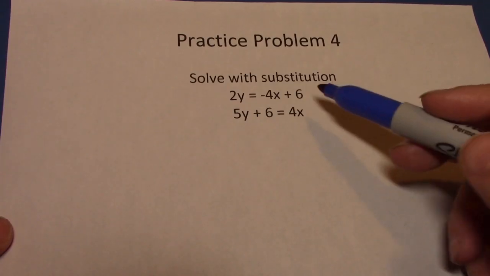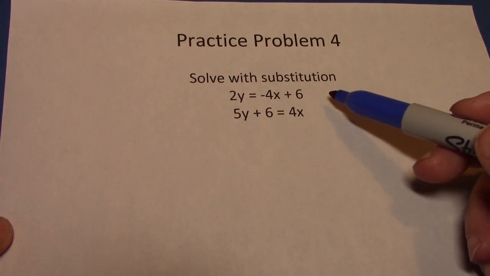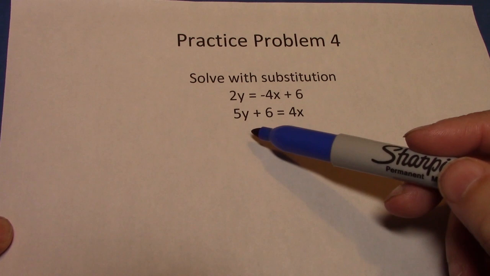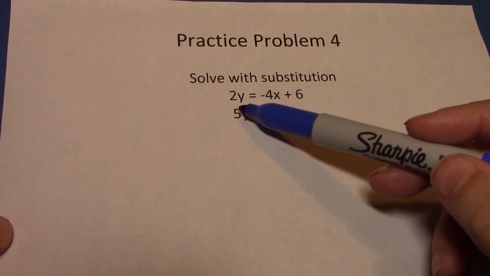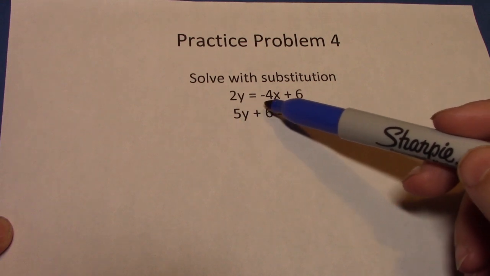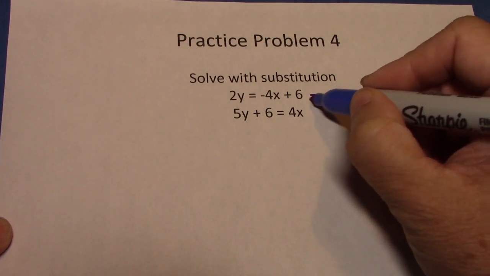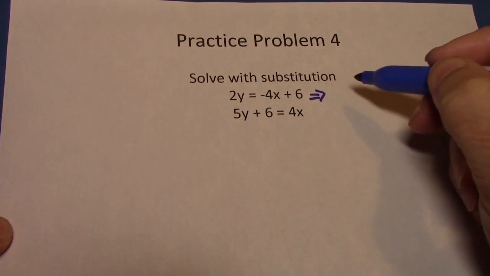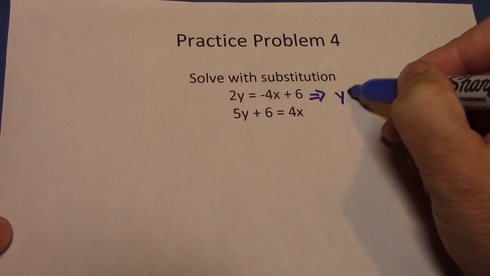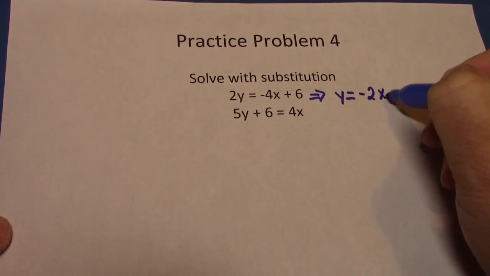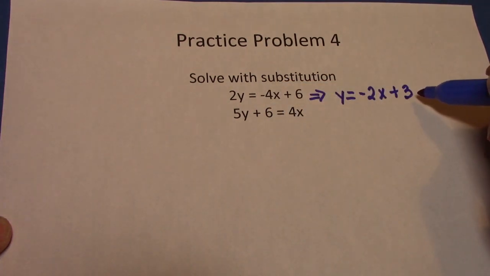Problem number 4, we're given two equations, and we are asked to solve that with substitution. Well, neither one of these is solved in terms of x or y, but this is close. It's 2y, and all of these terms are divisible by 2. So that's a good one to divide all the terms by 2, and we'll get y equals negative 2x plus 3. That's this equation with all the terms divided by 2.